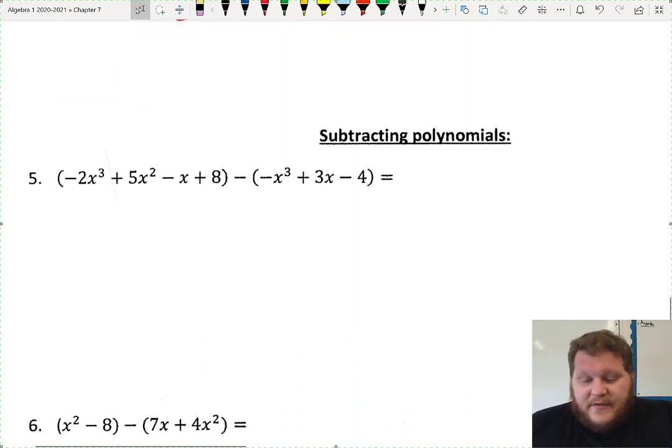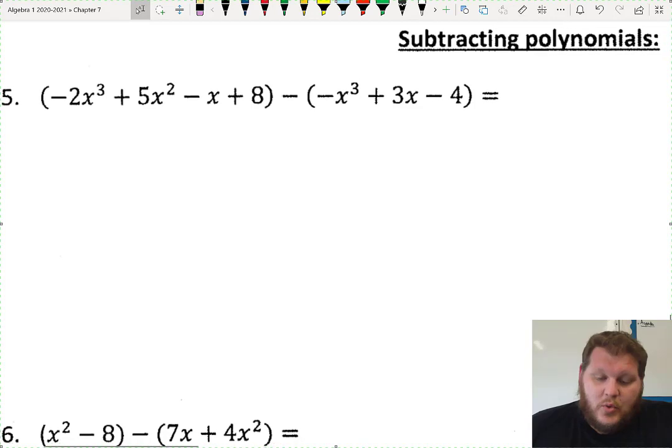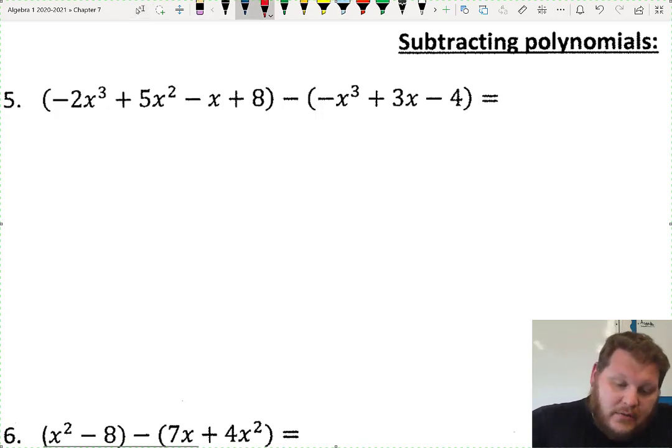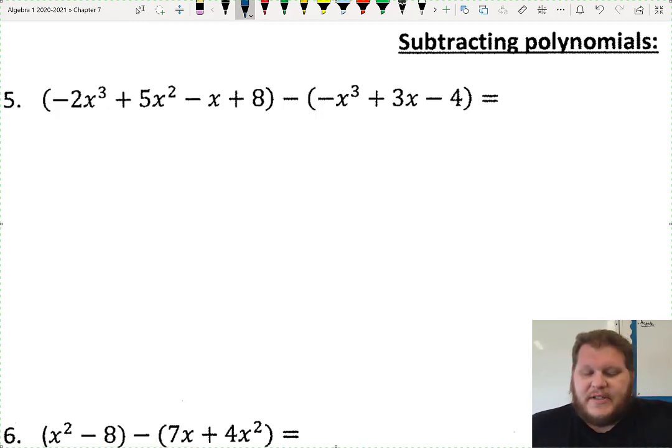The nice thing is, for subtraction problems, there's only one extra step at the beginning. When we're subtracting 2 polynomials, we know that when we're subtracting anything, whether it be a number, a polynomial, or anything, that's the same thing as adding the opposite. So in this case, I'm doing negative 2x cubed plus 5x squared minus x plus 8, and I'm subtracting negative x cubed plus 3x minus 4 from that.